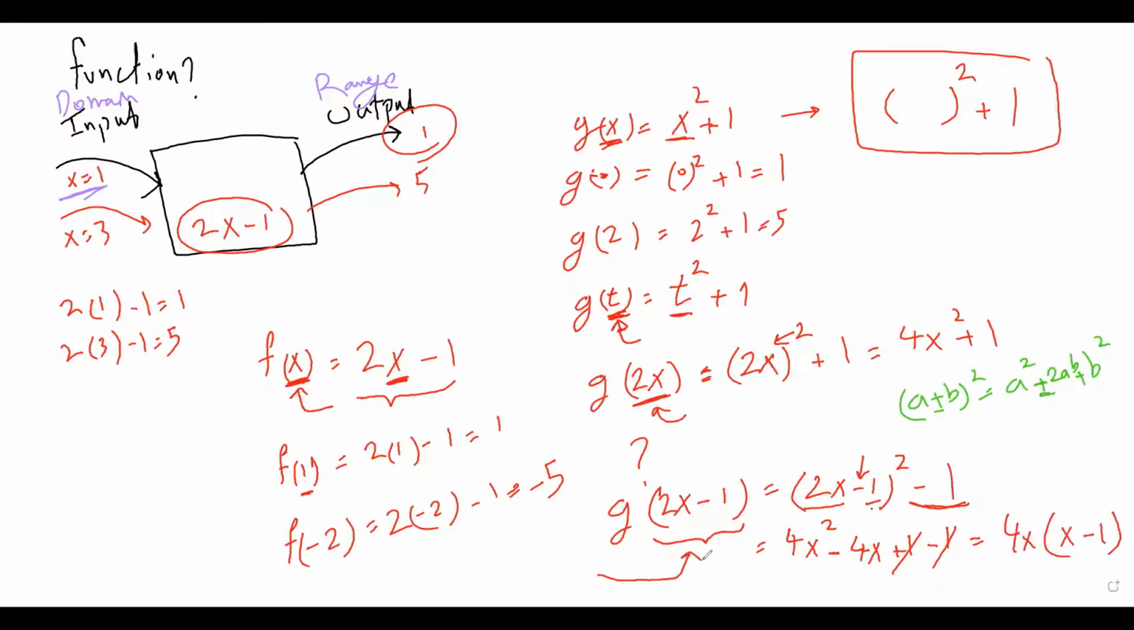So let's go further and talk about some special functions, which we call composite functions. It happens when you combine two functions together. So what's really happening here? Think about the two functions that I just introduced to you. f of x was 2x minus 1, and g of x was x squared plus 1.